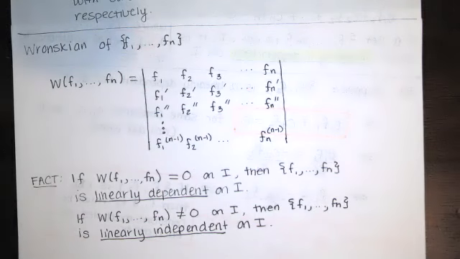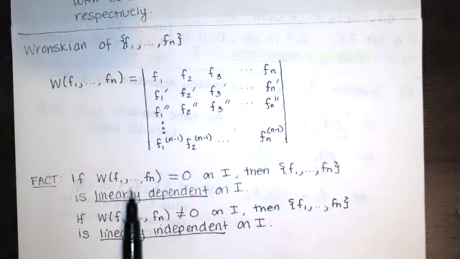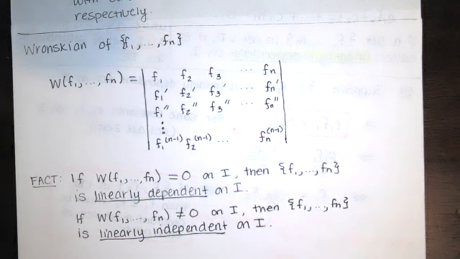So you're going to evaluate this determinant. First, you're going to set it up, then you'll evaluate it. And if it's 0, you know these functions are linearly dependent. If the Wronskian is non-zero, you know that the set of functions is linearly independent.